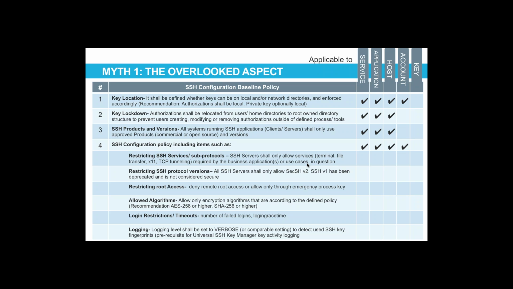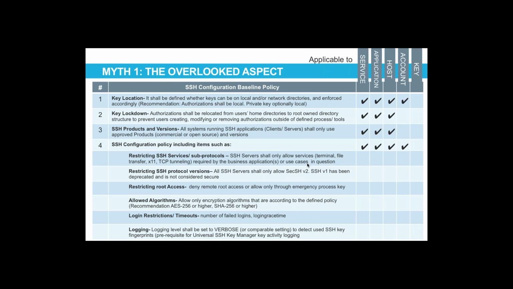We can restrict root access. We can deny remote root access or only allow it through an emergency process key in the configuration itself. We can determine already what algorithms can be used in terms of the PKI side. We can define a policy that they have to be SHA-256 or higher, right? So we can allow only certain encryption algorithms being used. We can put login restrictions and timeouts, number of failed logins. Hey, this now can no longer be accessed.